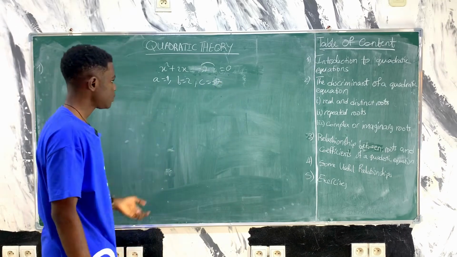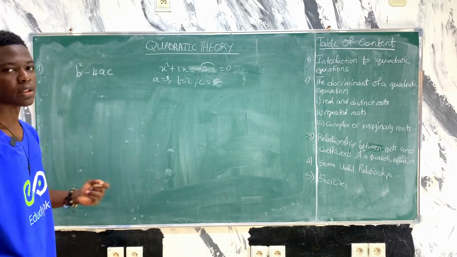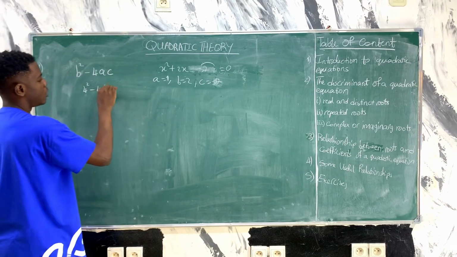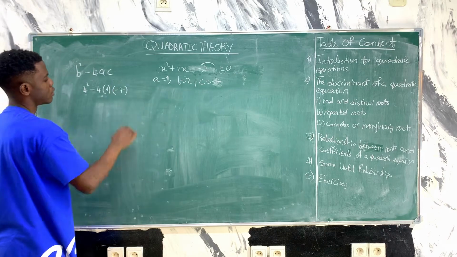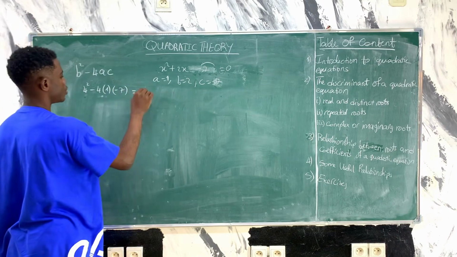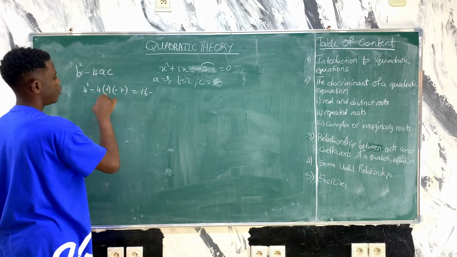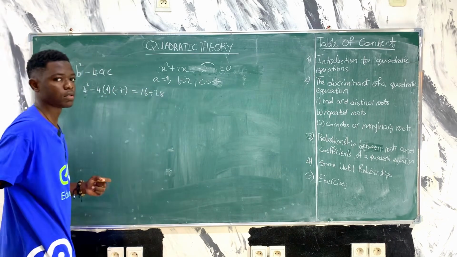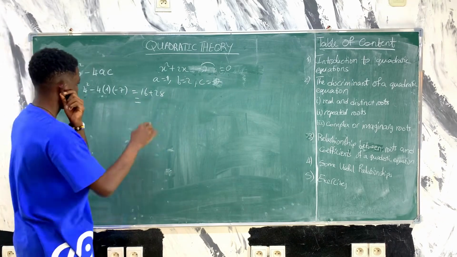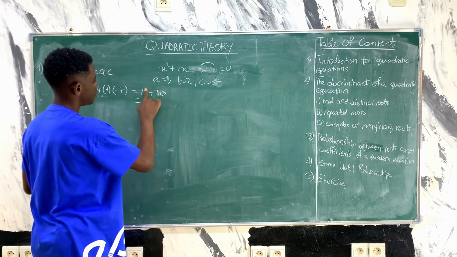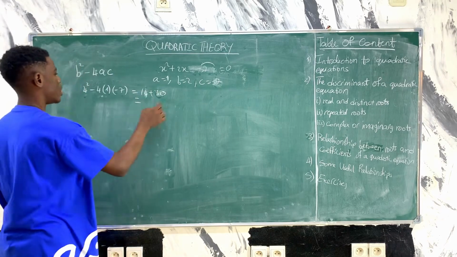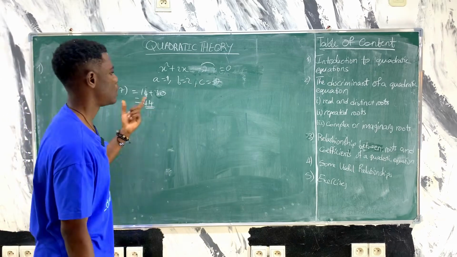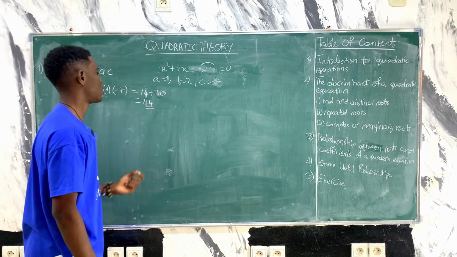So, in that case, what will be the discriminant? The discriminant will be b squared minus 4ac, with b equal to 4 and c equal to minus 7. That will be 4 squared, 16, minus 4 times 1 times minus 7, which is plus 28. So if you add 16 and 28, that will be 44. In this case, that is the discriminant.